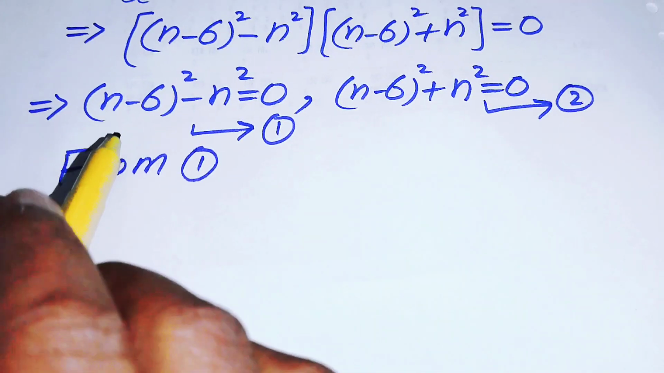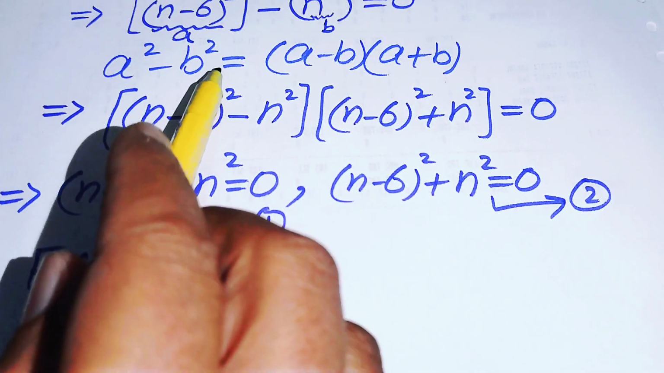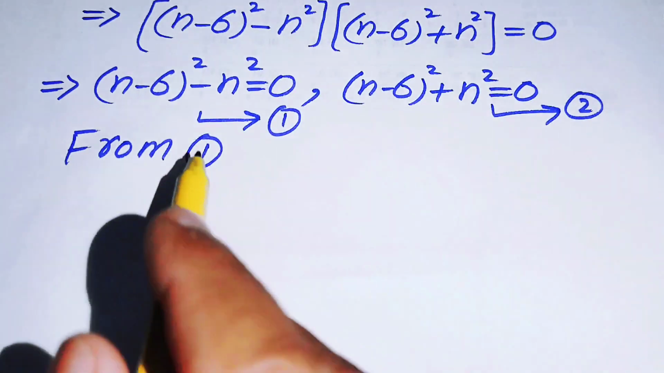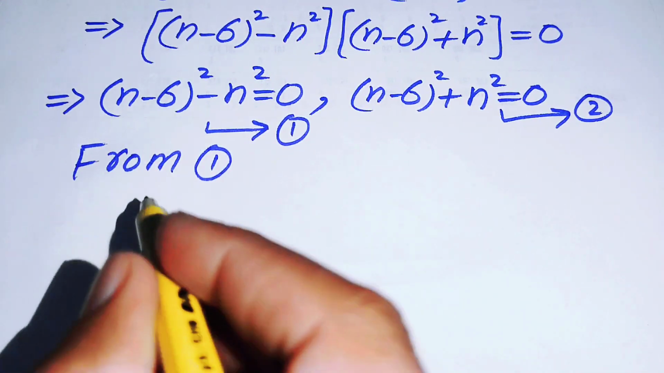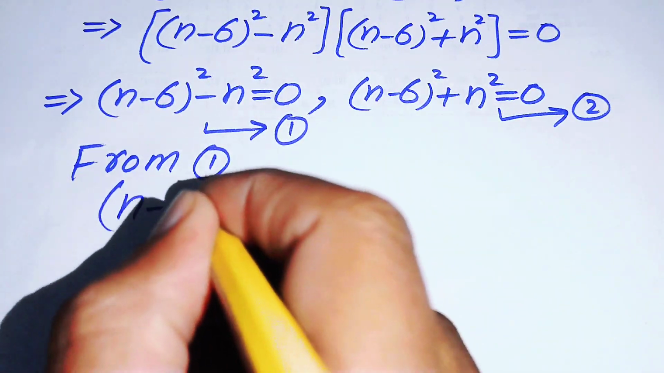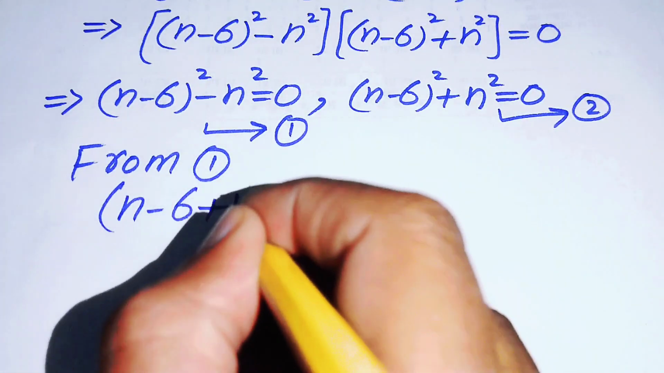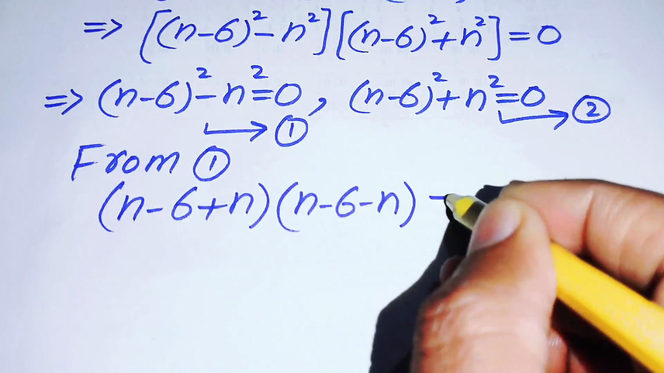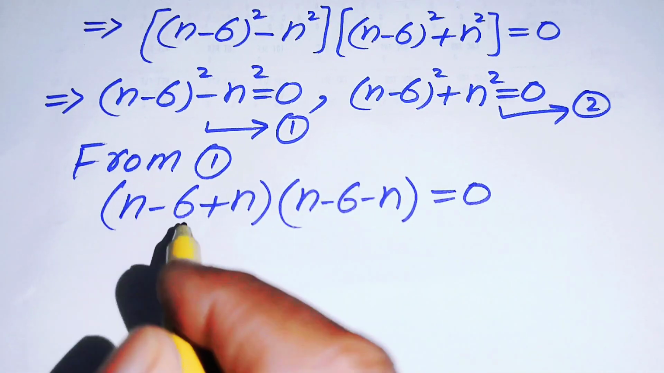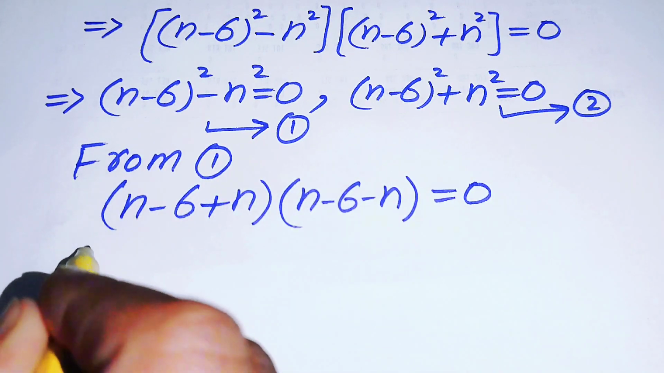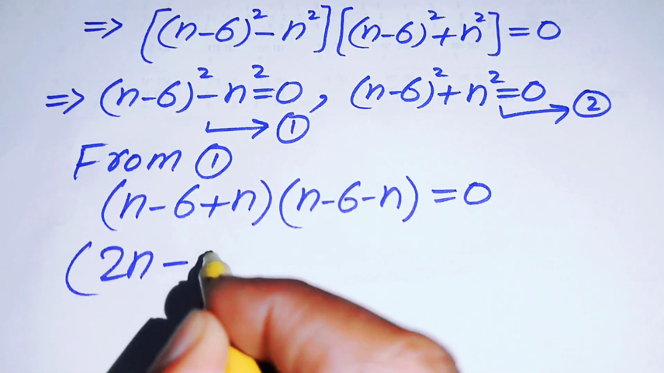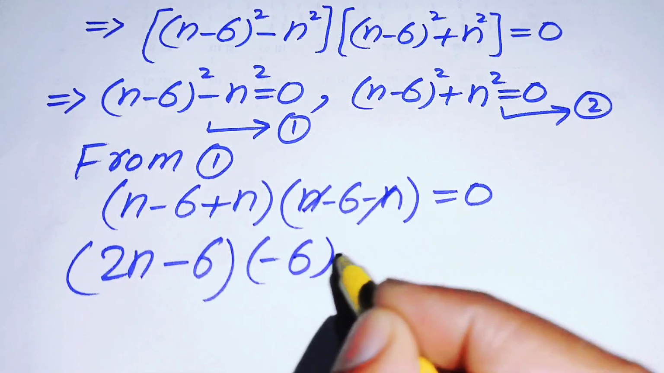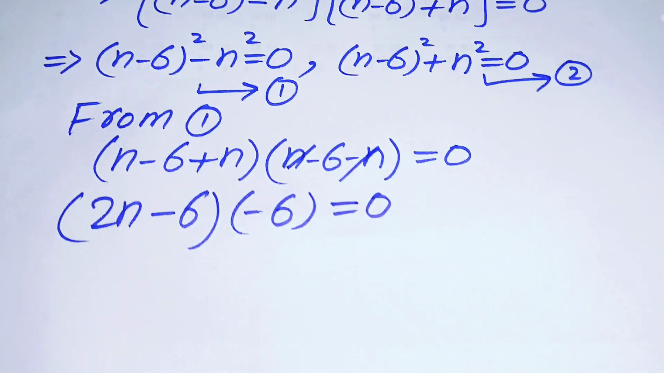So in equation number 1, we use this formula again: a^2 - b^2 equals (a - b) times (a + b). When we apply this formula, we get (n - 6 + n)(n - 6 - n) = 0. Here you see that we add n plus n, and it is equal to 2n - 6, and here these are cancelled by each other and we get -6 = 0.